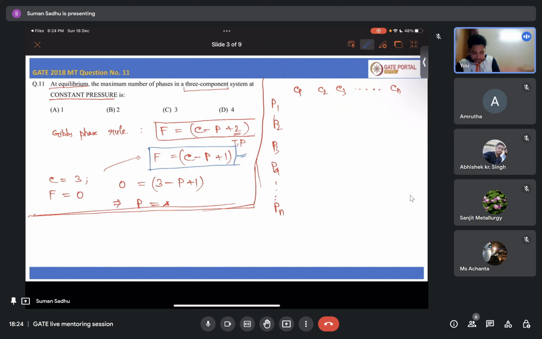One is temperature, another one is pressure, and composition. So this I think you people know. These two are there, and one more thing is there. What is this? Composition, right?